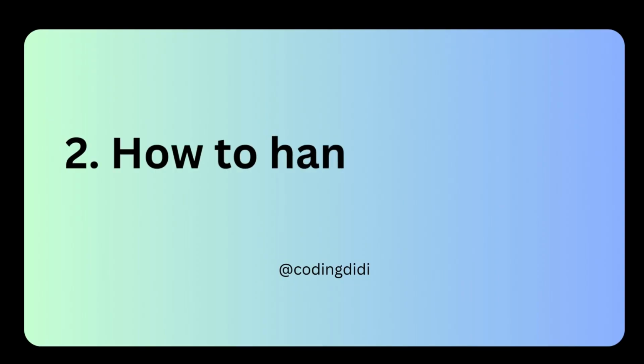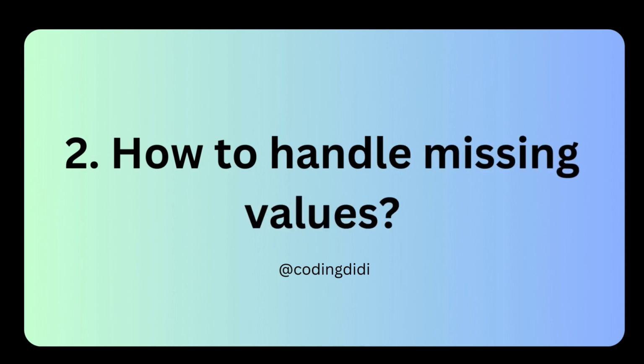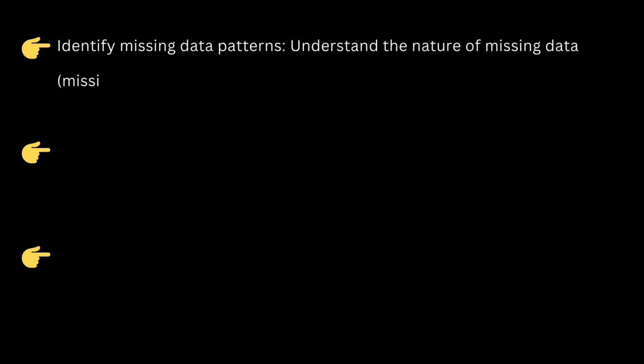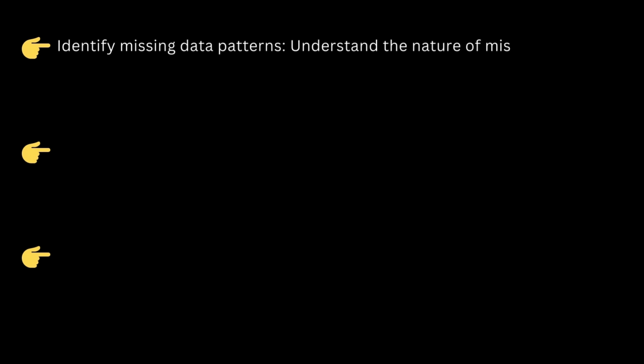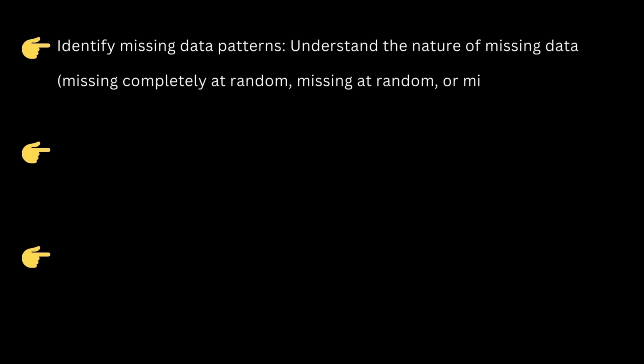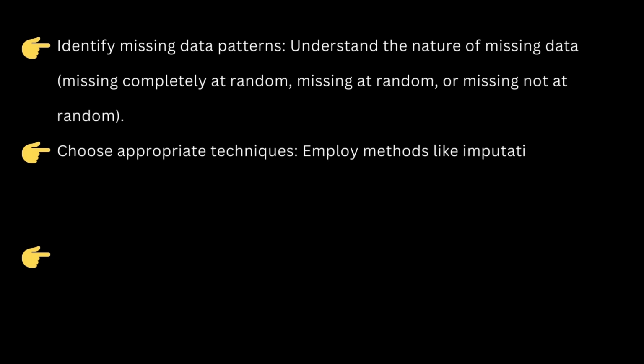They will ask you how to handle missing values. What's your way of handling missing values? In this case, you can mention three points. Number one, you have to say that the first thing we have to do is identify the missing values and the missing patterns. You also have to mention the nature of the missing data: missing completely at random, missing at random, or missing not at random. Then you also have to choose the appropriate techniques. You have to mention that I used imputation, I deleted some rows, or I did modeling based on the data characteristics and business impact.